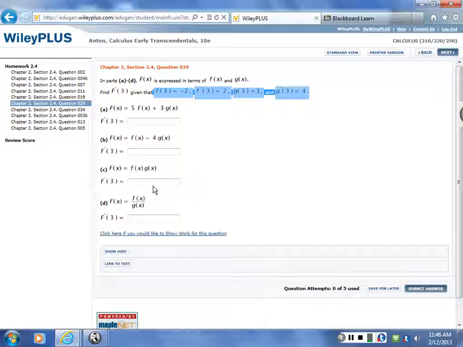And then down here, the quotient rule. So there's more to it than just taking f prime times g prime.